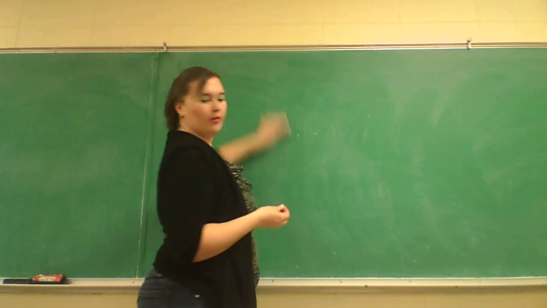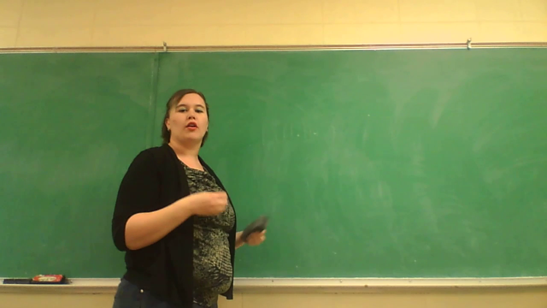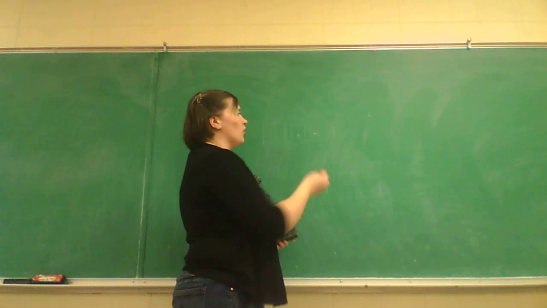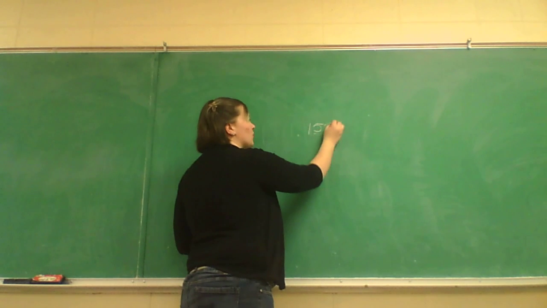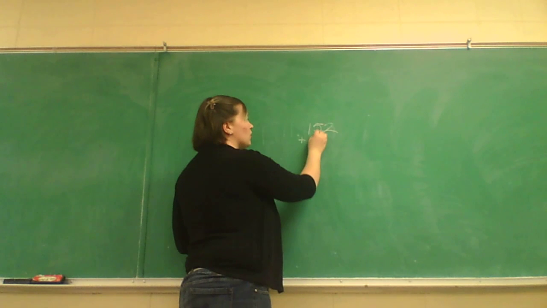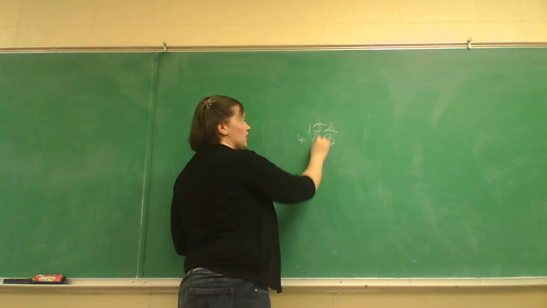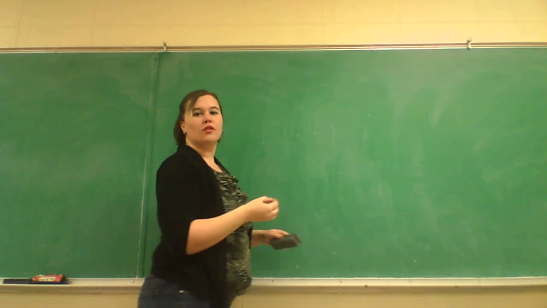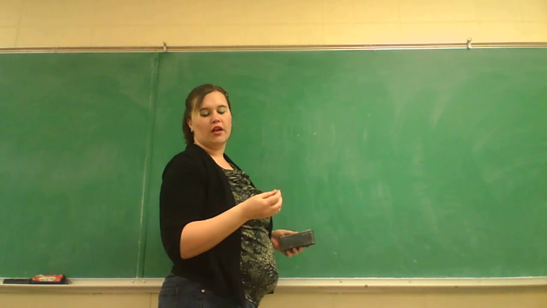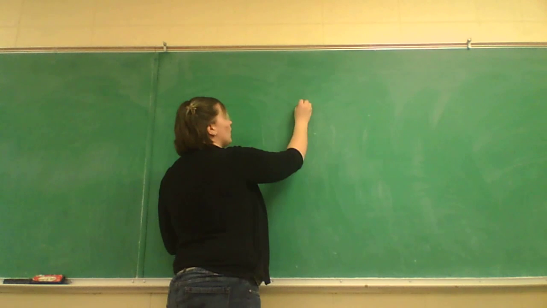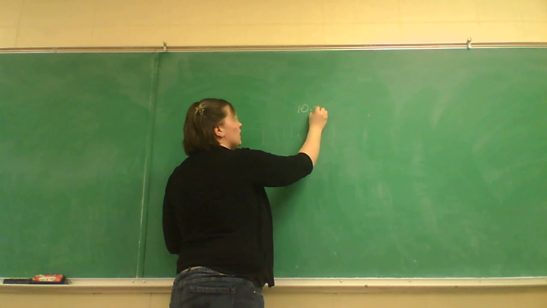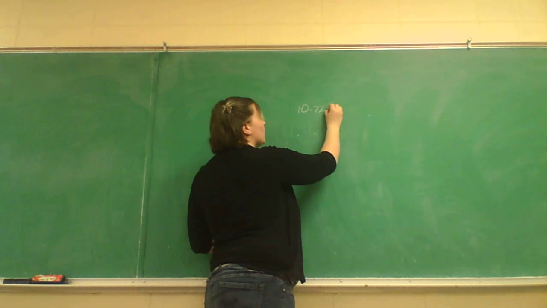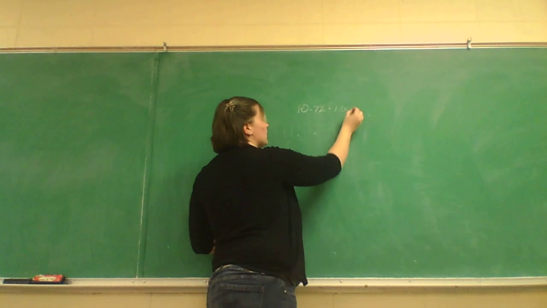But for a lot of people, when they're setting up their problems to add and subtract decimals, they don't line them up right. It's just like if you're going to add 152 plus 63, you have to line up the ones, the tens, and the hundreds column. The same is true for decimals. So we take a look at 10 and 72 hundredths plus 1 and 6 tenths.